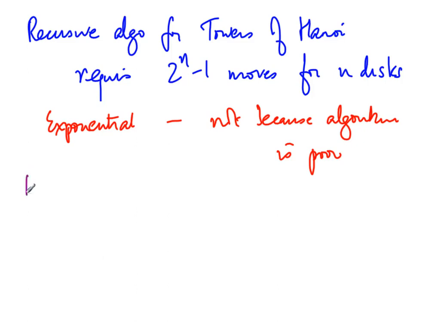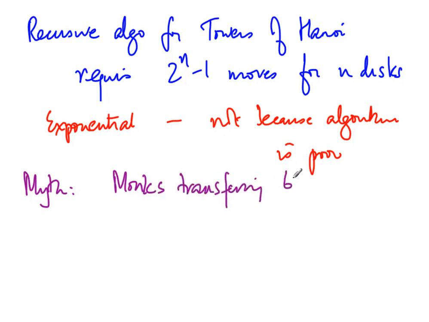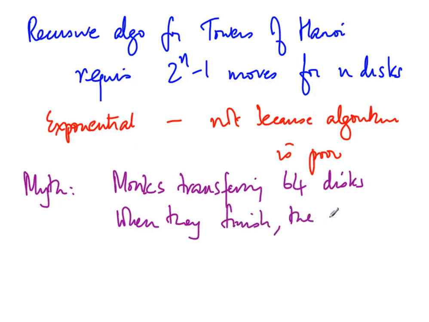And perhaps it is instructive to remember some of the mythical. So we have these monks. In one version of this Tower of Hanoi puzzle, we have monks transferring 64 disks. Okay, and when they finish, the world will end. So the question is, do we have to be worried about this or not? But we know that transferring 64 disks is going to take 2 to the 64 minus 1 steps.